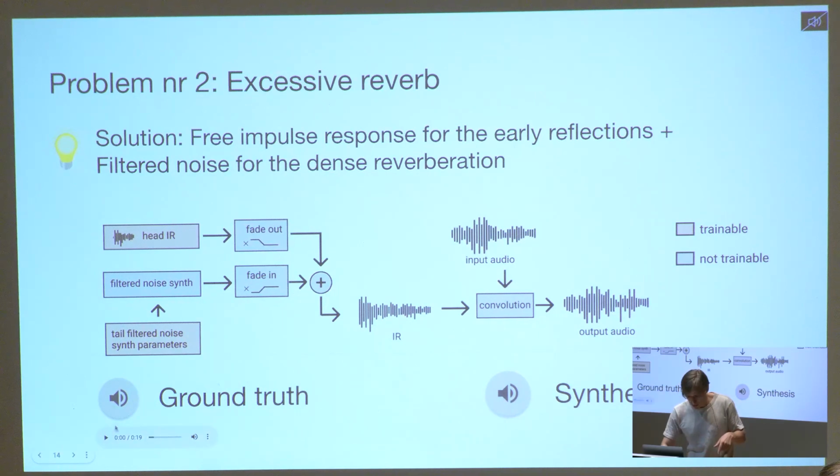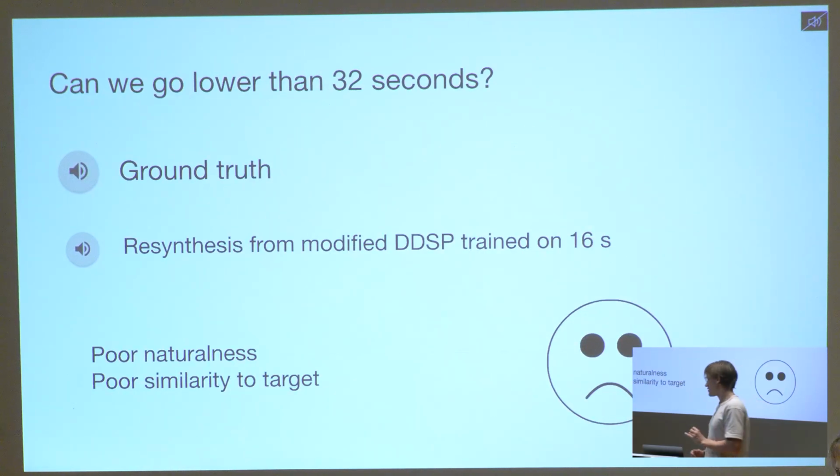Let's listen back to our ground truth quickly. Okay, good. Can we go lower than 32 seconds? Here's what happens if we try to train it on 16 seconds. All right. In my ears, maybe not in this room, but if I listen to this with headphones, it has very poor naturalness, and it has relatively poor similarity to the target.